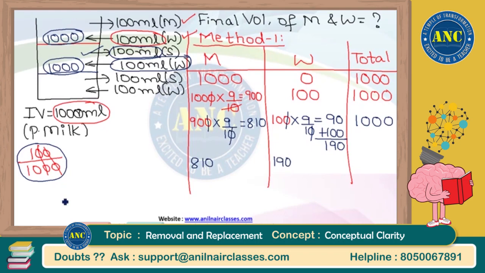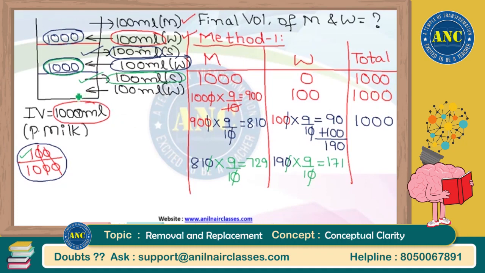Now the fifth step says, let me use a different color. Fifth step says 100 ml of solution is taken out of 1000 ml of total volume. 100 out of 1000 is taken out. 1 by 10 is taken out. Remaining is 9 by 10. That means 9 by 10 milk is remaining, 9 by 10 water is remaining inside. So 10 cancels. 81 into 9 is 729. 190 into 9, or 19 into 9, is 171. Now this completes step number 5.